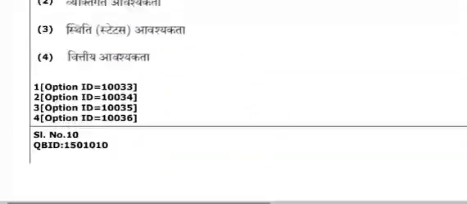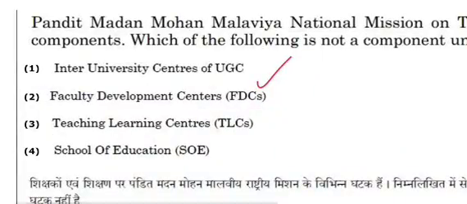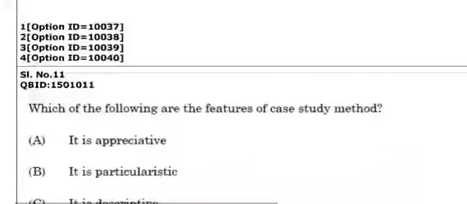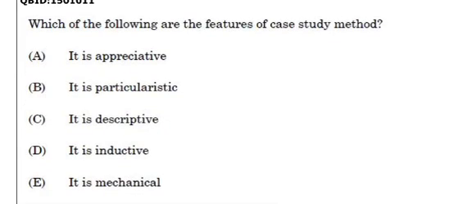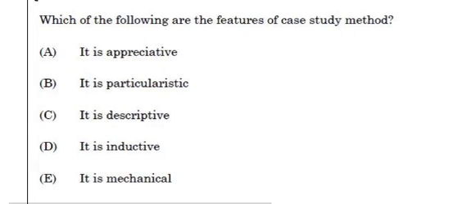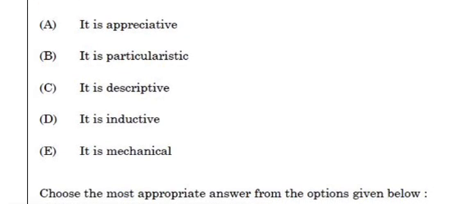Nine done. Then 10 will be Inter-University Center of UGC. 10 is done. Then we have number 11. 11 says, which of the following are the features of case study method? It is appreciative, it is particularistic, it is descriptive, it is inductive, it is mechanical.